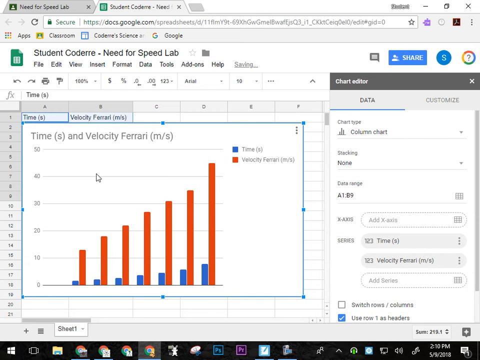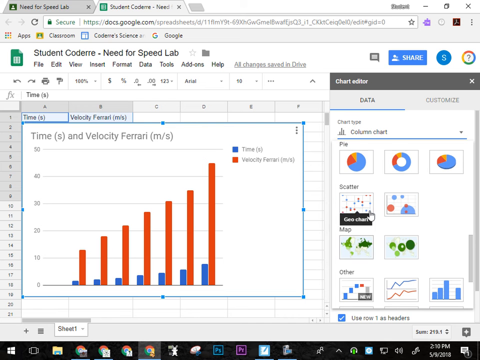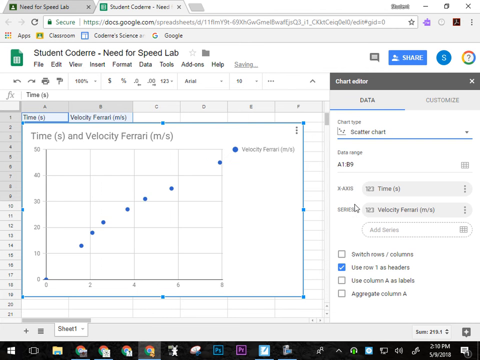They have abolished the old chart editor, so we do have to use the new one. That's fine. We'll make it work. We don't want a column chart. We want a scatter plot. So you've got to scroll down until you see scatter. Click on that, and there you've got your points for your Ferrari.